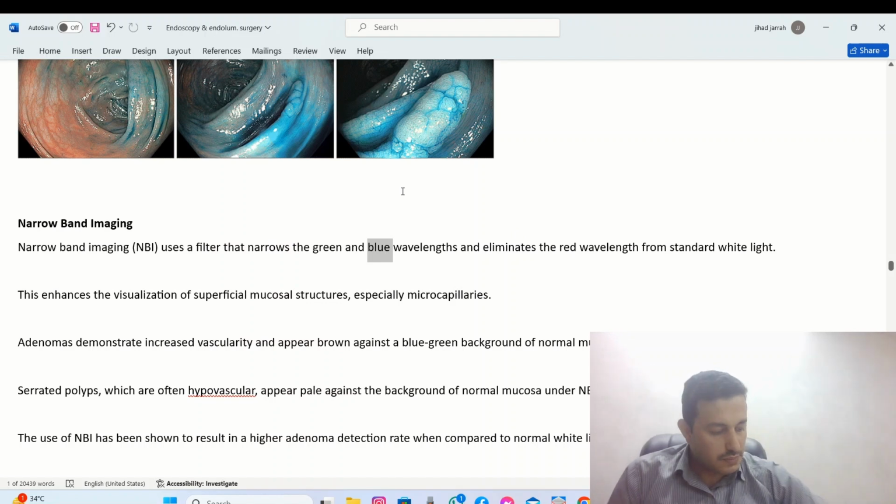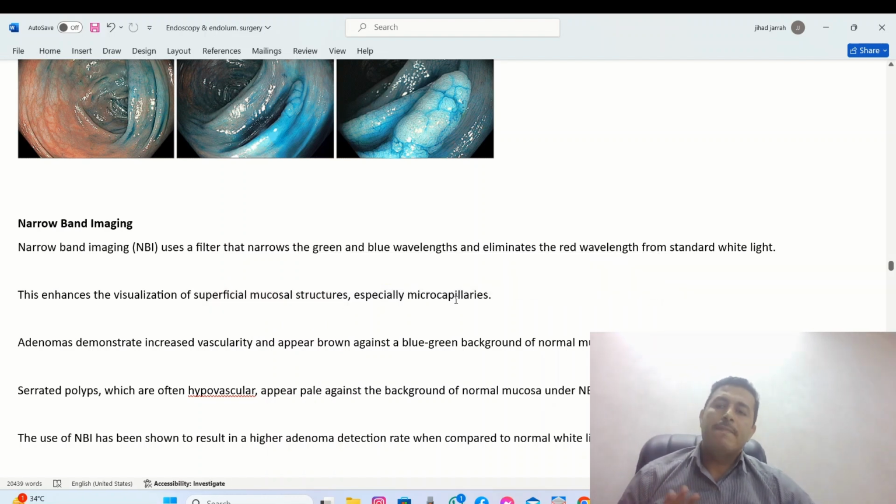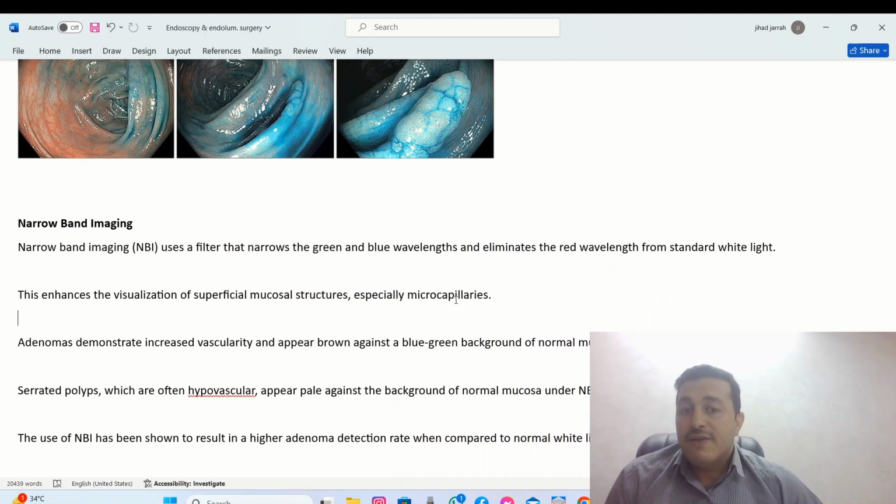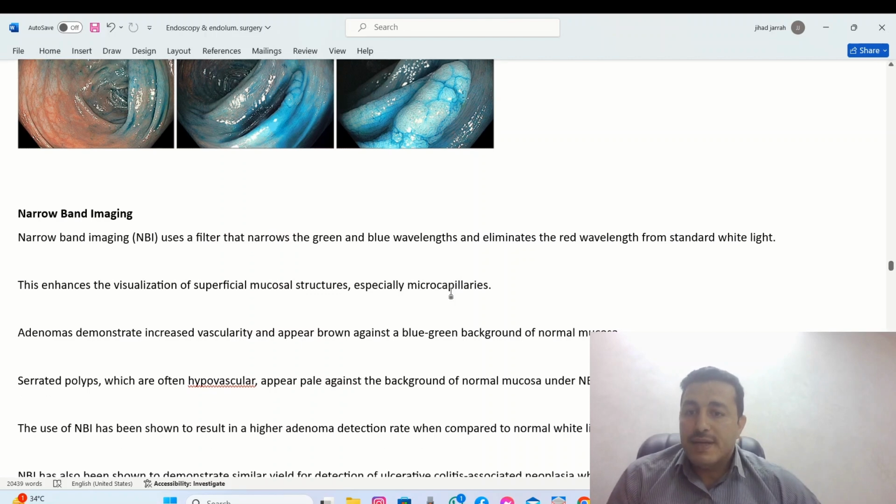So it's useful in detecting lesions that are superficial mucosal structures, especially the microcapillaries. Actually, you will understand the concept of narrowband imaging. It depends on the vascularity of the lesion.